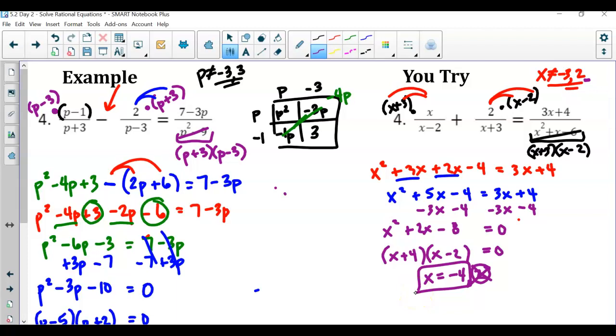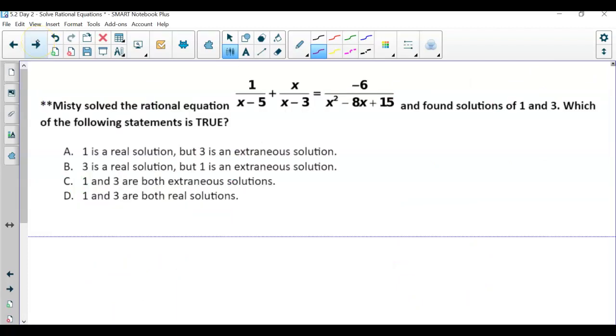Now, this was our last try. However, if you tried this extension problem, I'll go over it, but go ahead and pause the video, try this, and then let's see what you get.